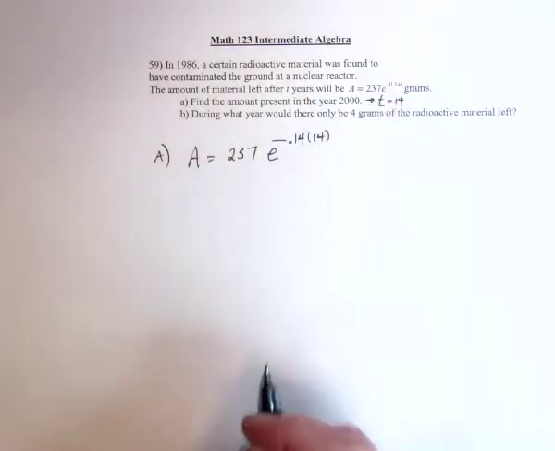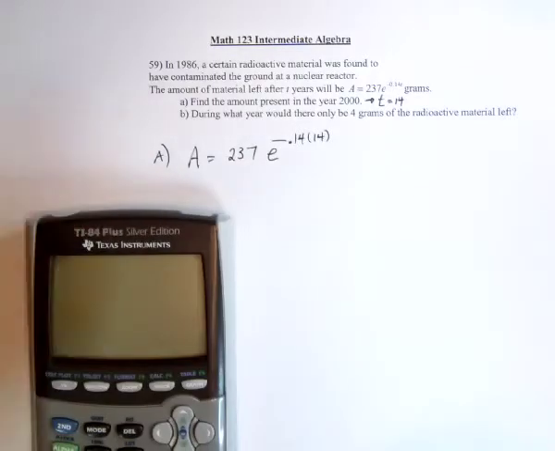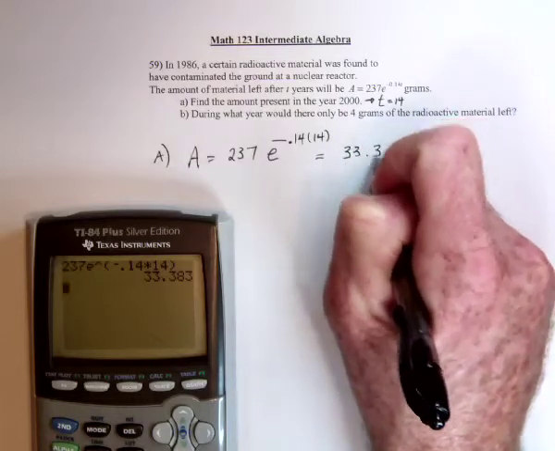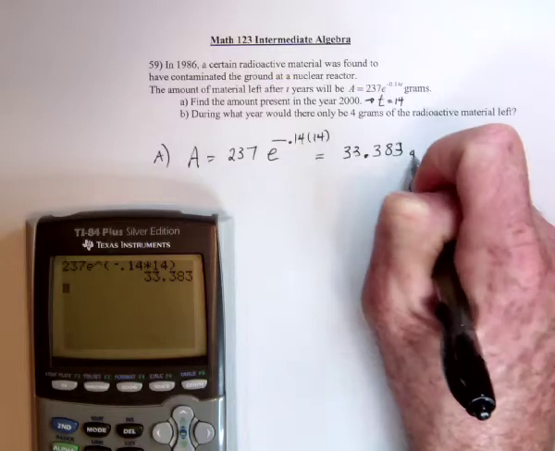Well, that's a strange coincidence. 14 times 14. Yeah, definitely going to need to use a little calculator for this one. So we've got 237 e to the negative 0.14 times 14. So that would be 33.383, and then this is in grams.